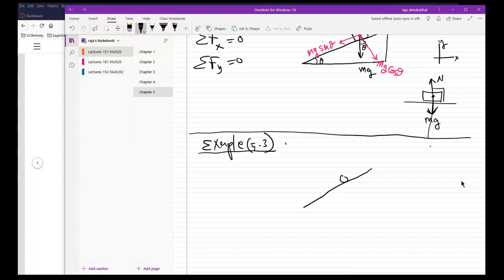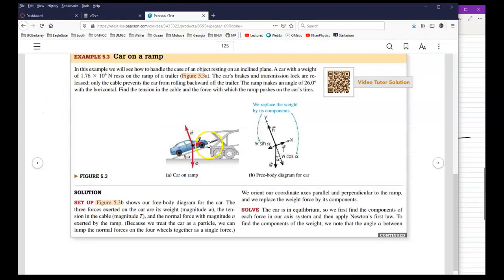And here is the car. Let's make it a real car. How about that? I can draw a car. A classic 1940s car. There we go. Okay, and so what's going on here? Well, he said that the car is being pulled like that. See the chain? Right there. So it's being pulled by the tension T.